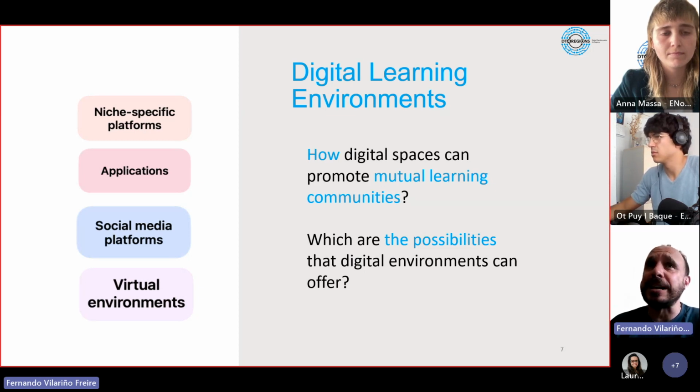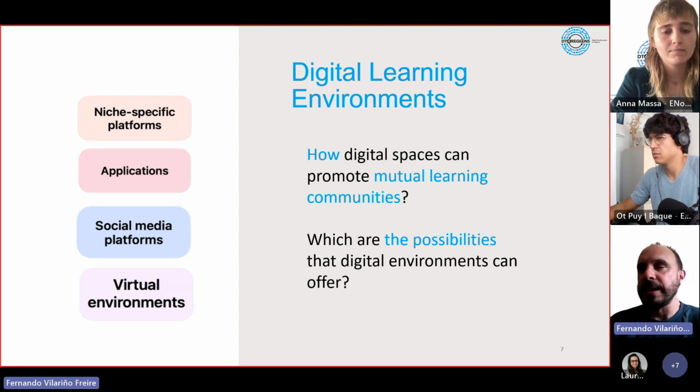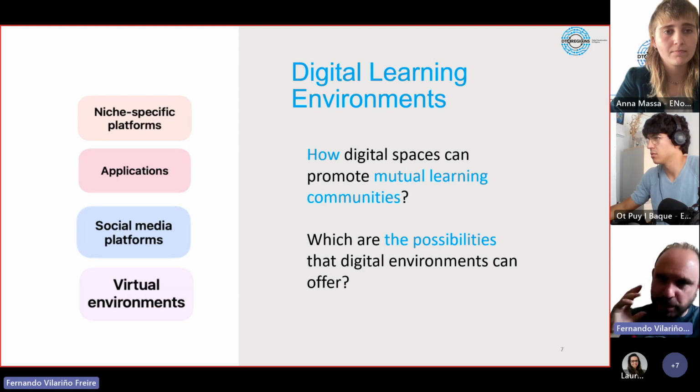So there are niche-specific platforms as well, but here the main question that we want to state today is how digital spaces can promote mutual learning communities. How can we use these new tools that we are having on the internet in order to deploy, to unleash the potential of these mutual learning communities? From a different perspective, the question would be, which are the possibilities that the digital environments can offer?